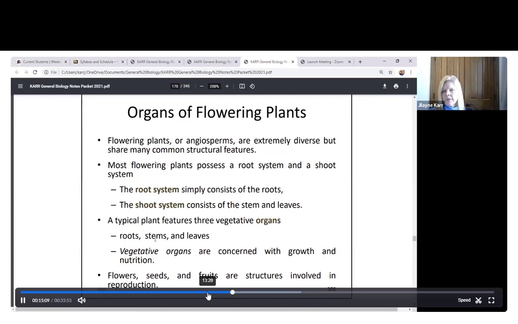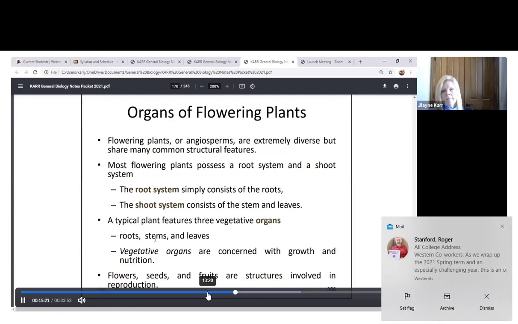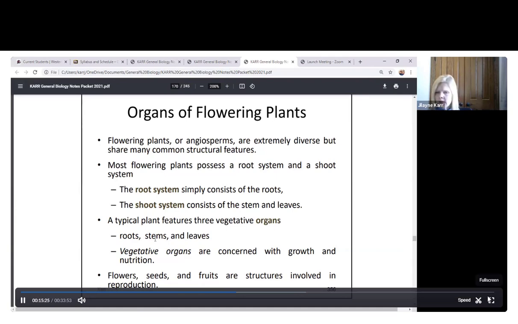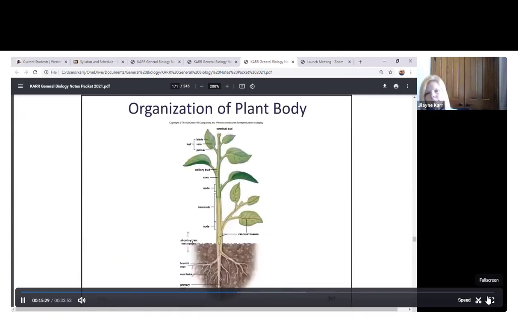When you think of potatoes and different vegetables that grow below the ground, like a sweet potato, for example, ginger root. Those are very specialized structures of these vegetative organs, and we'll talk about some of those.